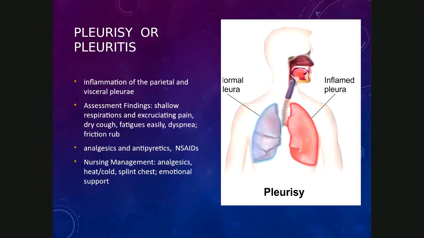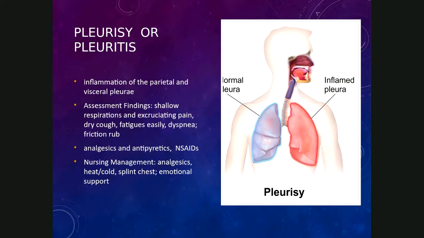Okay, so pleurisy and pleuritis. What are these? Pleurisy and pleuritis is inflammation of the parietal and the visceral pleura. Assessment findings, you'll have shallow respirations, excruciating pain, you have a dry cough, you have a patient who fatigues easily, you have dyspnea, and you have friction rubs, okay?